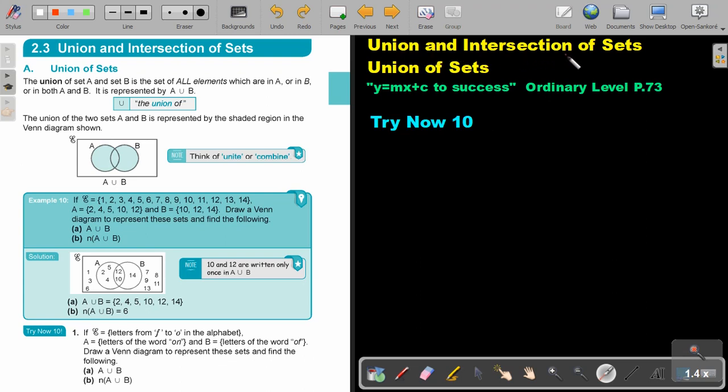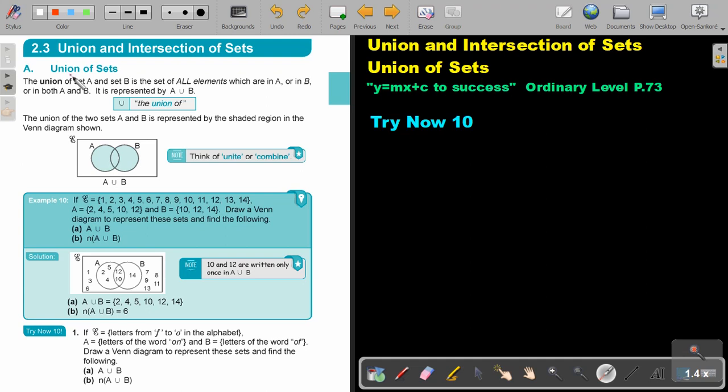Union and intersection of sets. We will first focus on union of sets. You will find this on page 73 in the Namibian Ordinary Level Mathematics textbook.